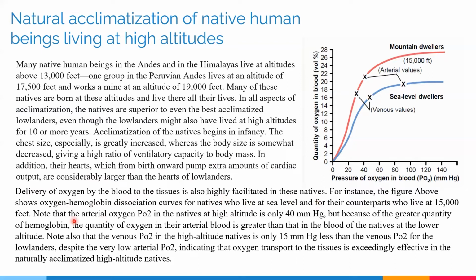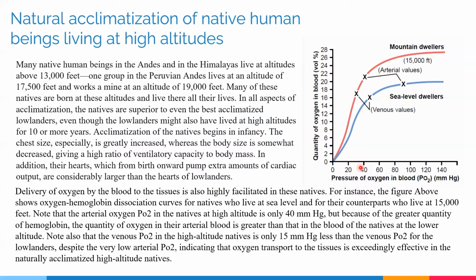For instance, the figure above, which is right here, shows the oxygen hemoglobin dissociation curves for natives who live at sea level and for their counterparts who live at 15,000 feet. That is the blue line for the sea level dwellers, and mountain dwellers are the red. Note that the arterial oxygen PO2 in the natives at high altitude is only 40 millimeters of mercury, but because of the greater quantity of hemoglobin, the quantity of oxygen in their arterial blood is greater than in the blood of natives at lower altitudes.